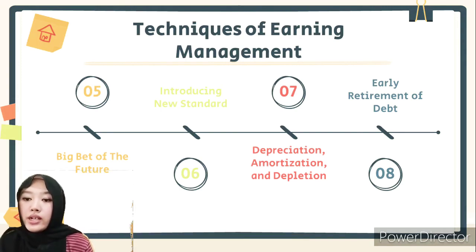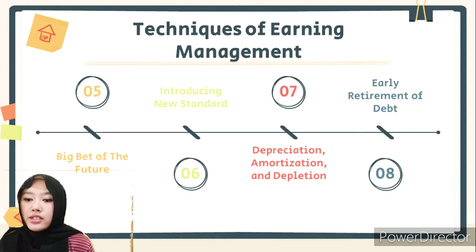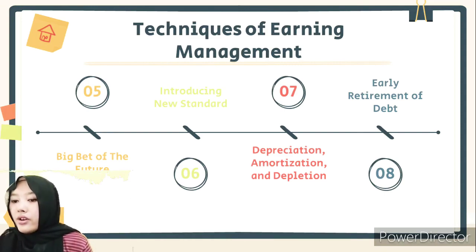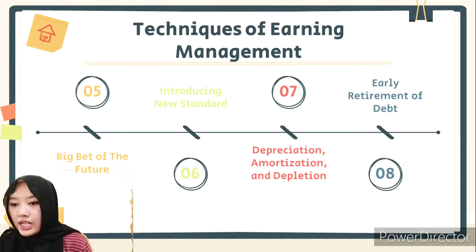And the next one is introducing the new standard. Mostly it takes 2 or 3 years to apply the standard, which turns the company to change the published earning. Therefore, managers might engage in legitimate earning management practice through early or late adoption or application of this standard.